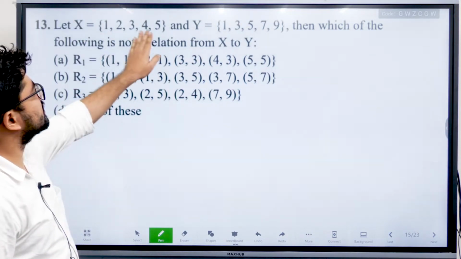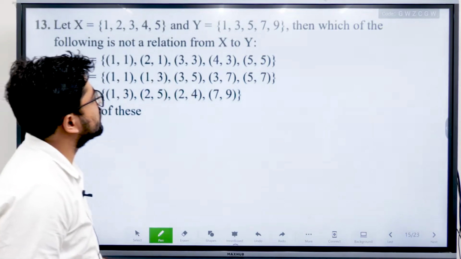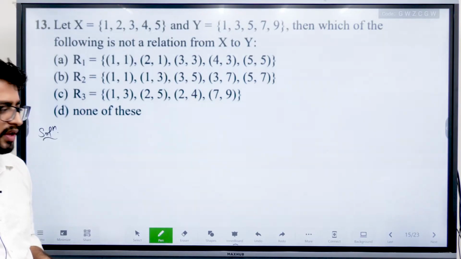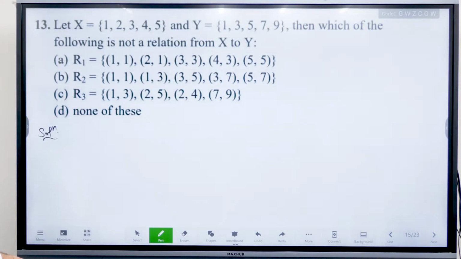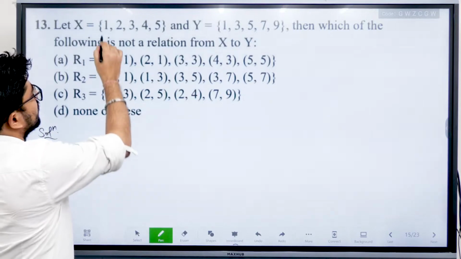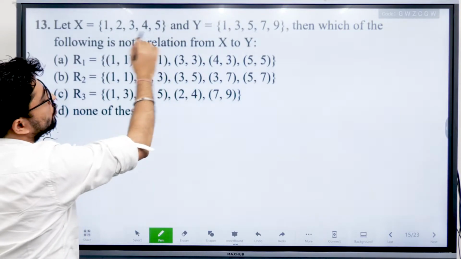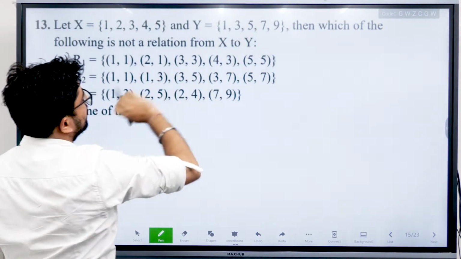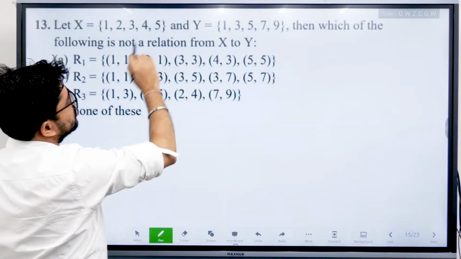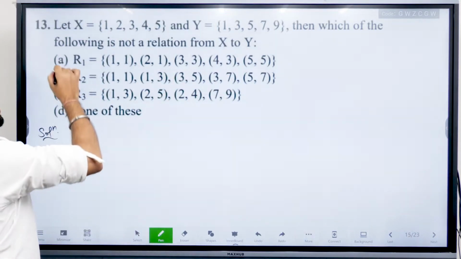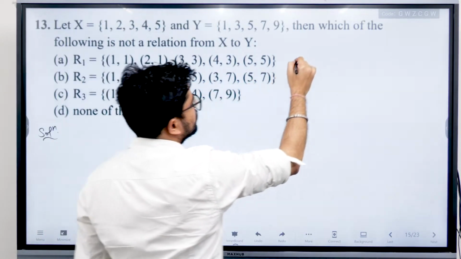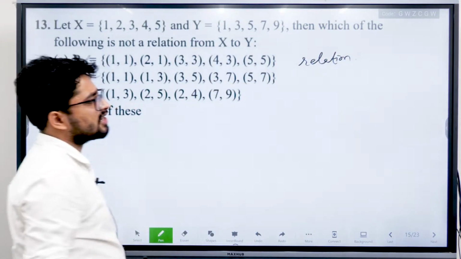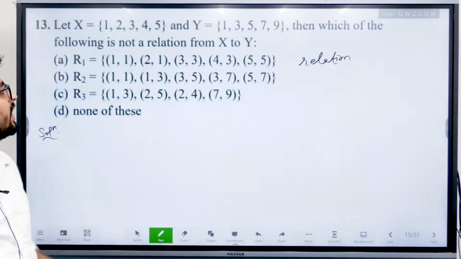Next: X is the set 1, 2, 3, 4, 5. Y is another set 1, 3, 5, 7, 9. Which of the following is not a relation from X to Y? Yes, (1,1) is possible, (2,1) yes, (3,3) yes, (4,3) yes, may be an element of some relation, (5,5) yes. So this is a relation, a subset of X cross Y.